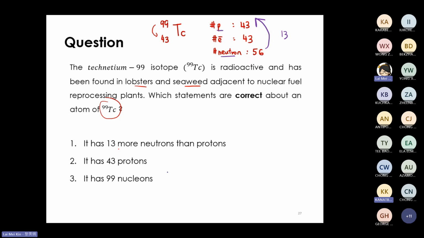Is this correct? Get it? So this is correct. Number 2, it has 43 protons. It has 99 nucleons. Yes. What happened? Why did I get this one? Lazy. You see what laziness has caused you. You have to count.